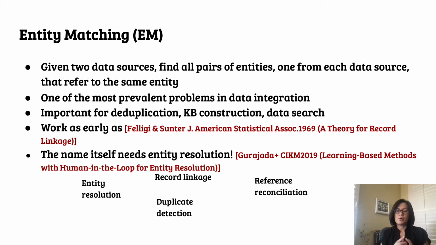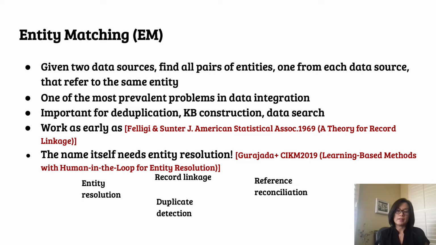Entity matching is one of the more prevalent problems in data integration. Chances are that if you need to deduplicate data, do knowledge base construction, or entity search, you will need to use entity matching solutions at some point. It is also not a new problem. It goes as far back as the paper by Fellegi and Sunter on a theory for record linkage, which was published in 1969. So actually this is more than 50 years ago.